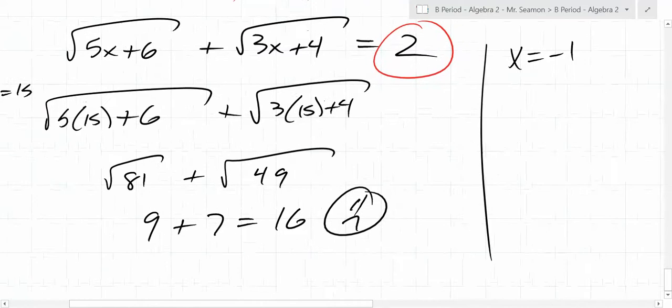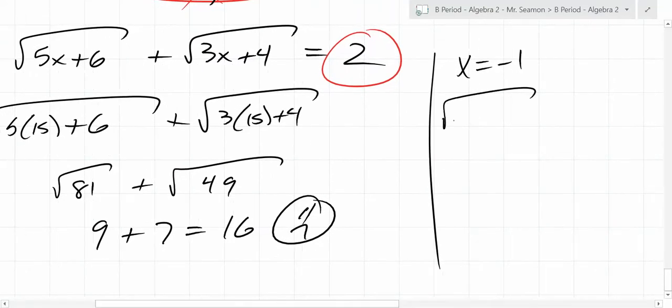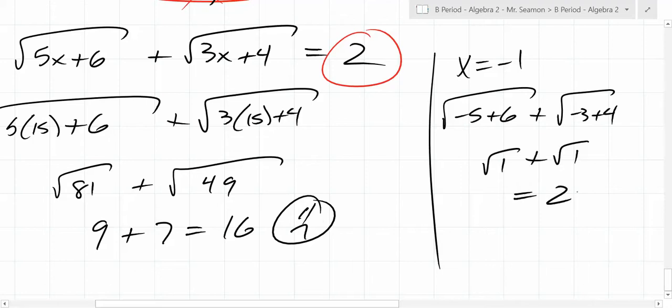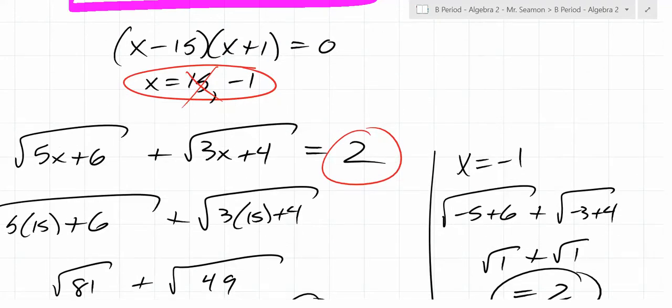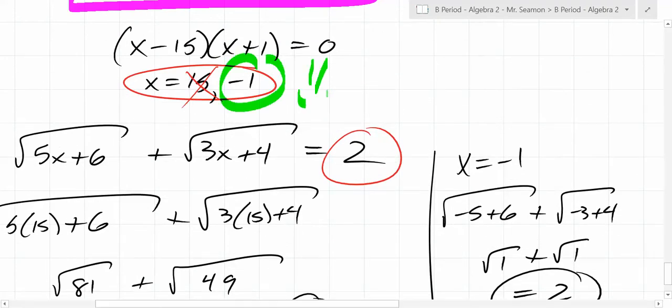Negative 1. So if we try negative 1, you end up with the square root of negative 5 plus 6, plus the square root of negative 3 plus 4. What's the square root of 1 plus the square root of 1, which is 2. So does it check? So what's the only answer to this? So this one is the one you like right there.